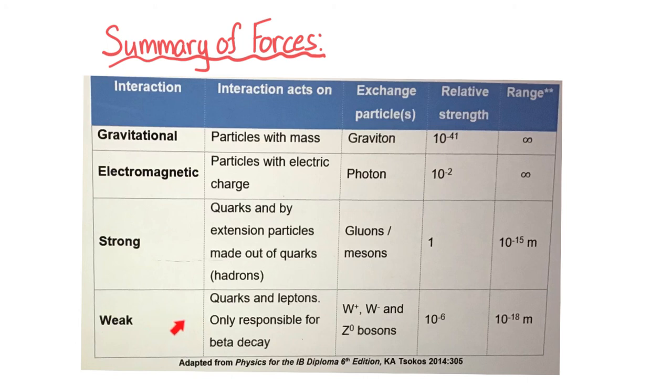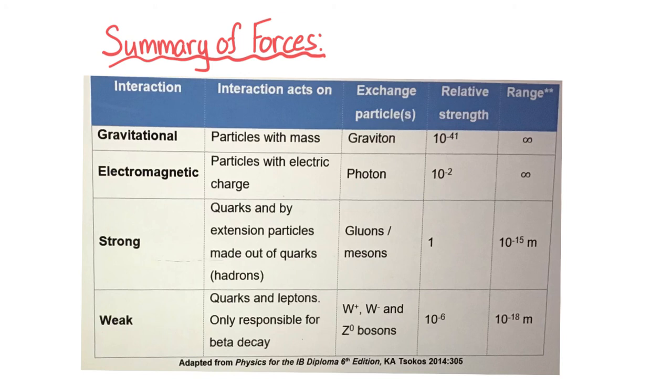The weak interaction, it's between quarks and leptons. It's only responsible for beta decay. W plus, W negative, and Z0 bosons. It has a relative strength of 10 to the minus 6, so it's 1/1,000,000th the strength of the strong force. So it's weaker than the electromagnetic, but much stronger than the gravitational. Its range is 10 to the minus 18, which would mean that it has virtual bosons that have a rest mass that are much higher than the rest.